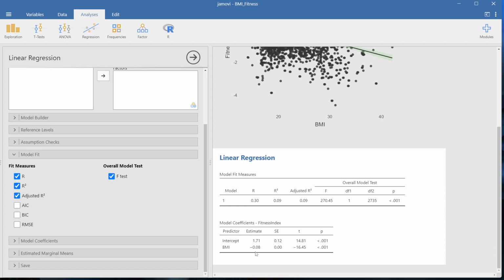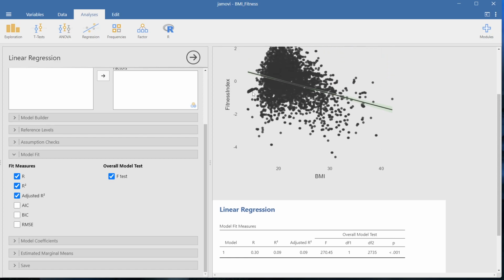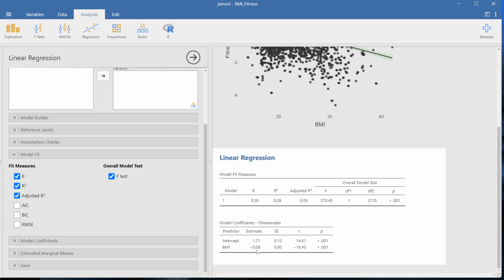On average, every increase of one in BMI is giving us a decrease of 0.08 in fitness in this standardized score. So that's what the slope is telling us. For every increase of one in the X variable, what is the change in the Y variable?